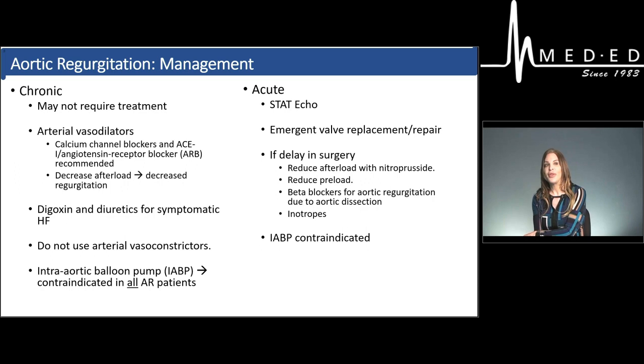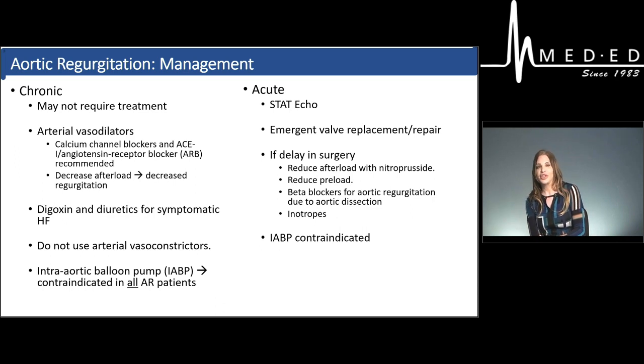Management of aortic regurg depends on whether it's acute or chronic. In chronic aortic regurgitation, patients may not require a whole lot of treatment. One of the things that you can use in these patients sometimes is arterial vasodilators, because if you put somebody on a vasodilator, that's going to decrease their afterload, and that'll decrease the regurgitation from the aorta back into the left ventricle. You also want to try to get any fluid off of this patient if their lungs are filling with fluid, so diuretics. You want to try your best to avoid arterial vasoconstrictors because that's going to make the regurgitation worse. In addition to that, it can also lead to stenosis if they are severely vasoconstricted. And an intra-aortic balloon pump is contraindicated in all aortic regurg patients. It should not ever be used.